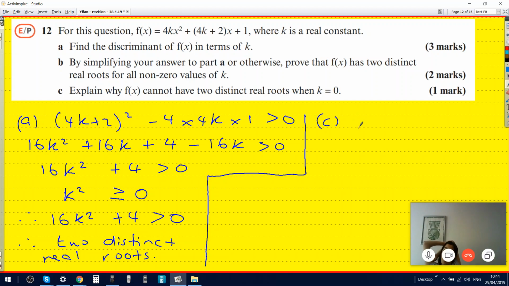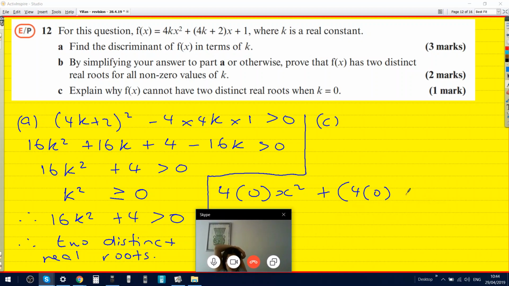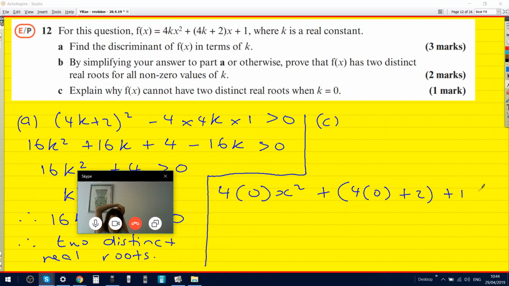What is that root? When k is 0, you can only get 0. What? So you would get 4 times 0 times x squared, plus 2x plus 1, which is equal to 0. So that's going to be 0.